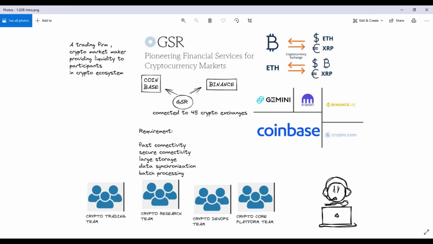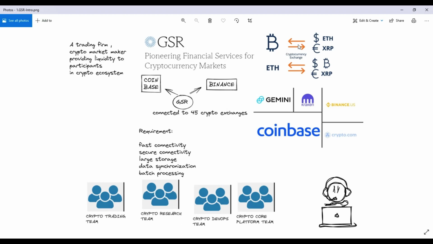Hi everyone. Today we are going to look at GSR and their AWS architecture. GSR is a global crypto trading firm, which is basically into the space of the cryptocurrency market. A little bit of reading helped me understand that GSR, at a given point of time, is connected to more than 45 cryptocurrency exchanges at the same time.